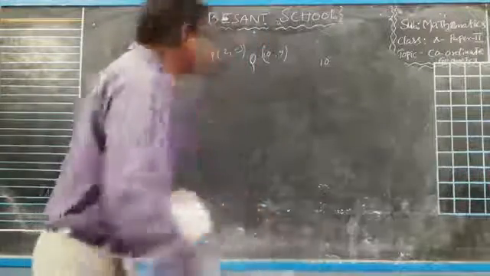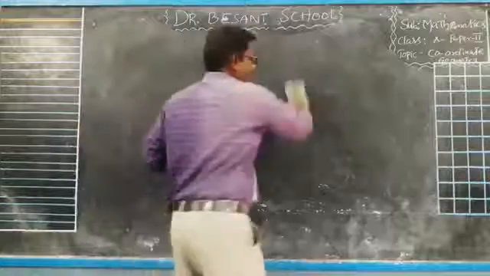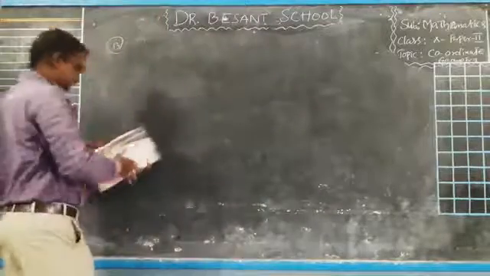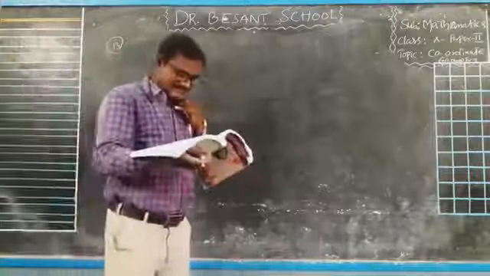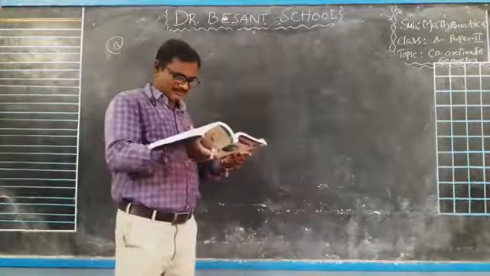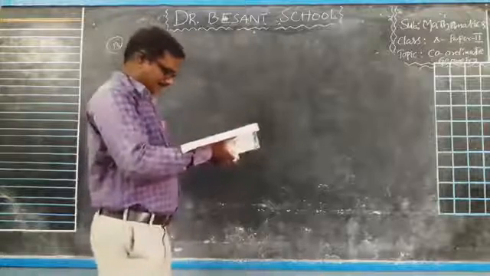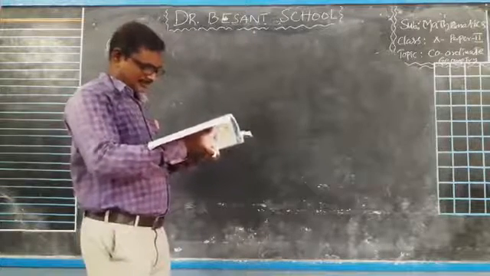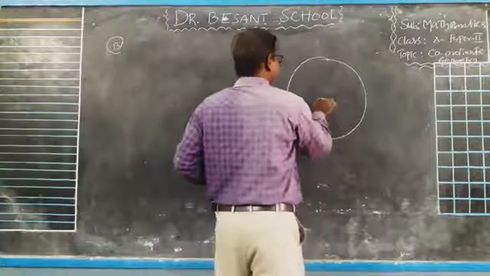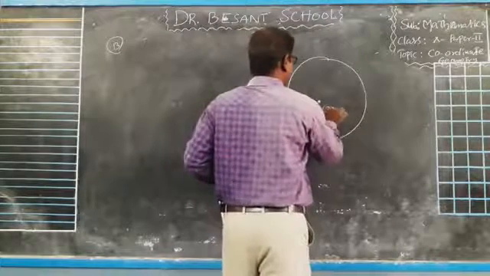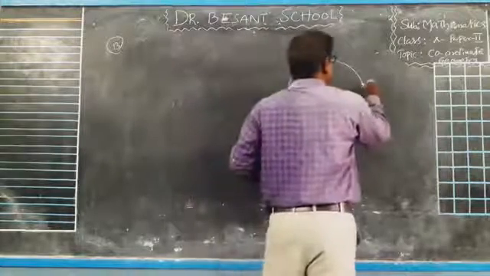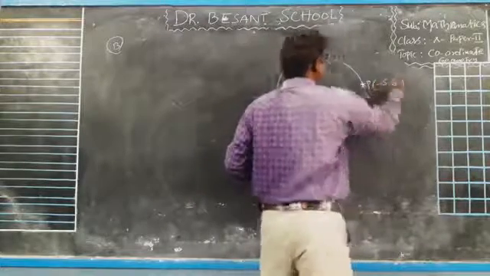Okay children. So next is question number 13. Once verify children. Find the radius of the circle with the center (3, 2) passing through the point (minus 5, 6). This is a circle with the center C(3, 2) passing through the point P(minus 5, 6).